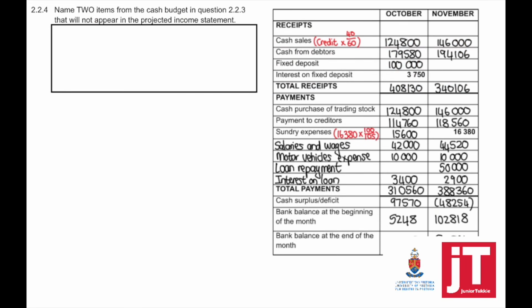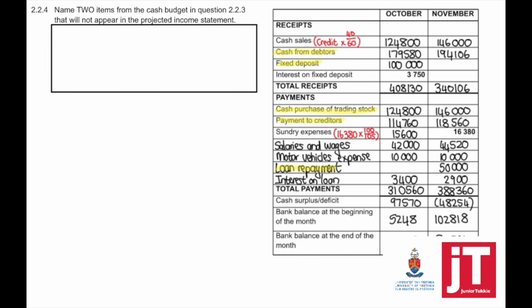Now 2.2.4, remember it says name two items from the cash budget in question 2.2.3. This means we need to look at our cash budget that we've just calculated or completed. Which of these will not appear in the projected income statement? If I look at my options, cash from debtors will never appear in a projected income statement. Fixed deposit matured, think about it in this way. Bank would have been debited, fixed deposit is an asset which is credited.